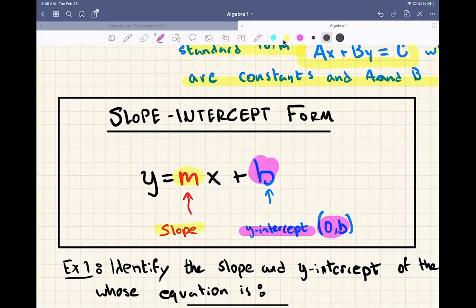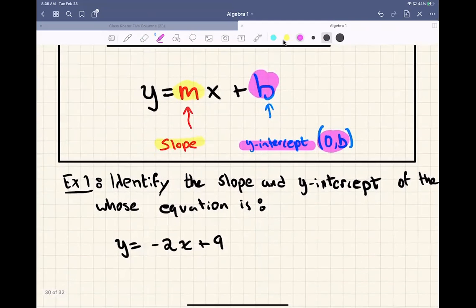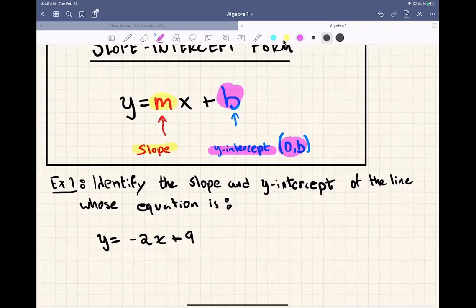Having this information, we can now begin doing some problems. We're gonna go from easy problems to really hard problems. The first question says, identify the slope and y-intercept of a line whose equation is y equals negative 2x plus 9. We have to find our slope. m is equal to slope, and our m is whatever number's in front of x. That's the negative 2. So m is equal to negative 2.